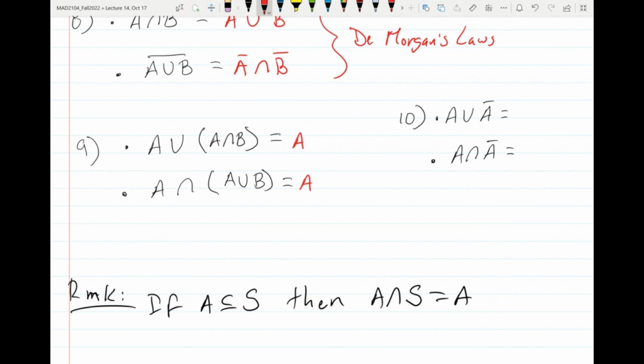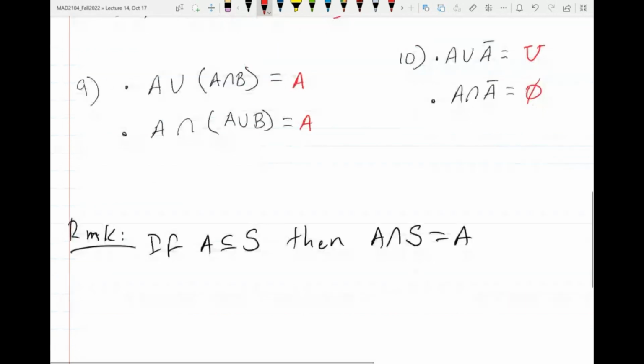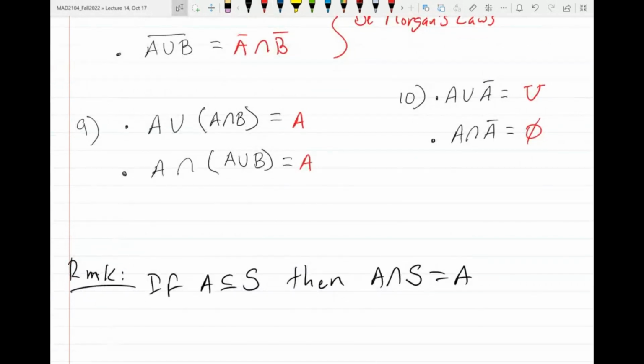What happens when you combine A and its complement? What do you get? You get everything. And what happens when you try to intersect A and its complement? You get the empty set. You okay with this? So sometimes these things will come up in some of the exercises, and then you are able to use them freely.